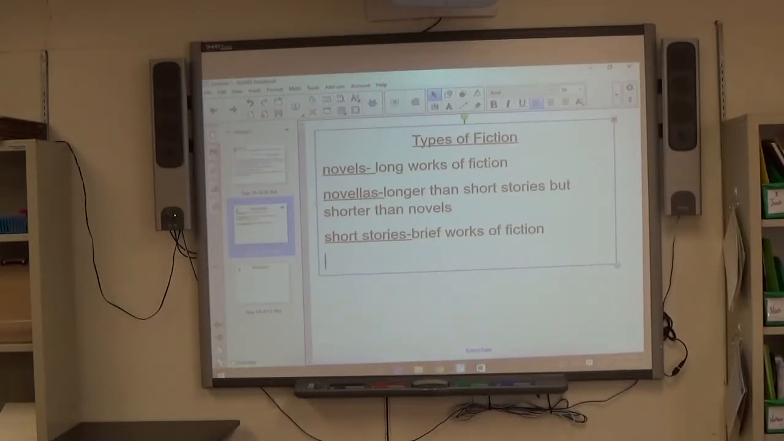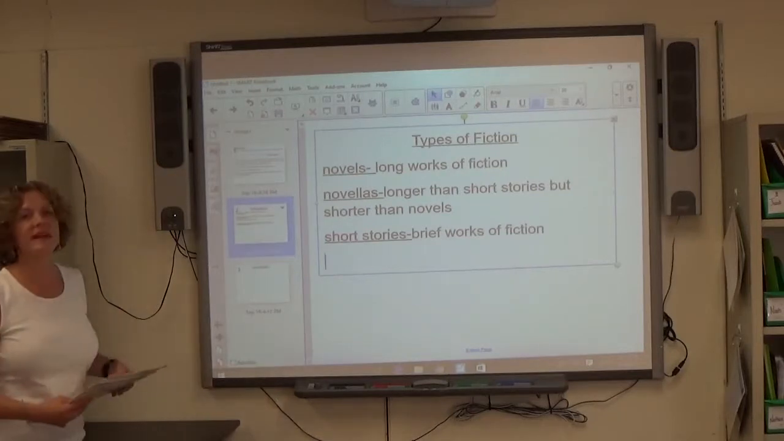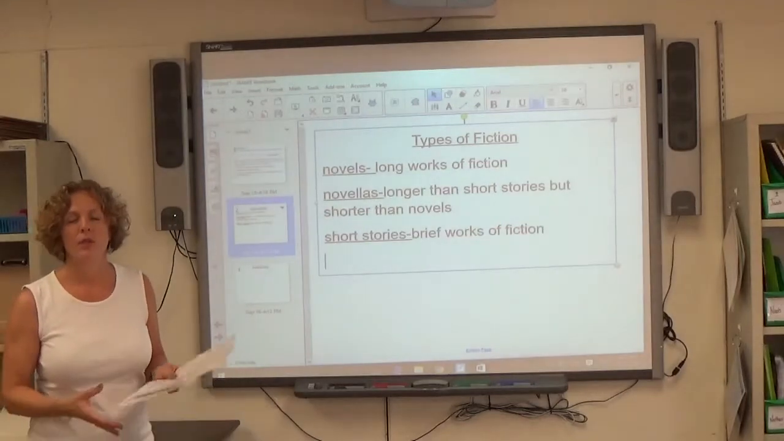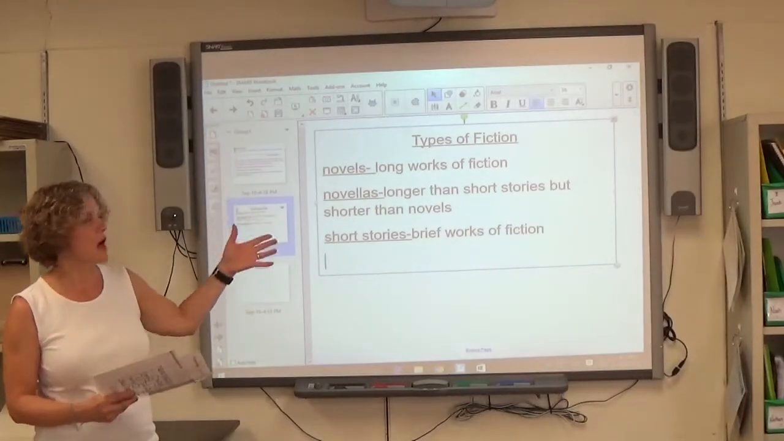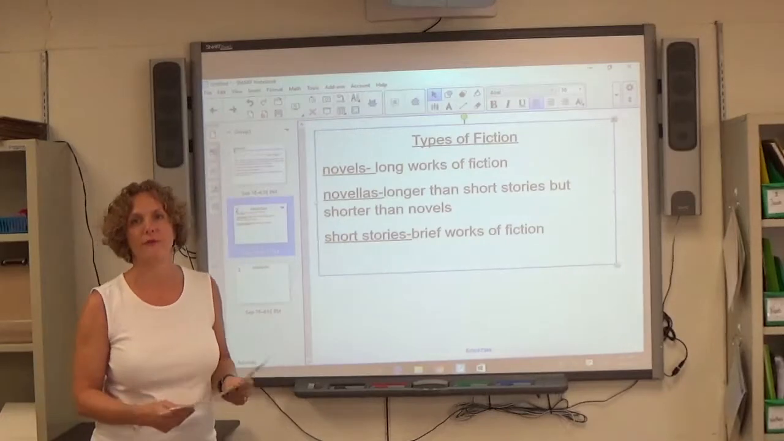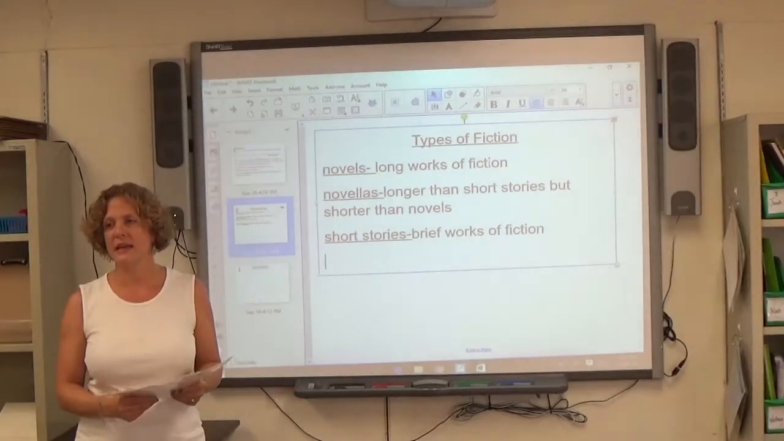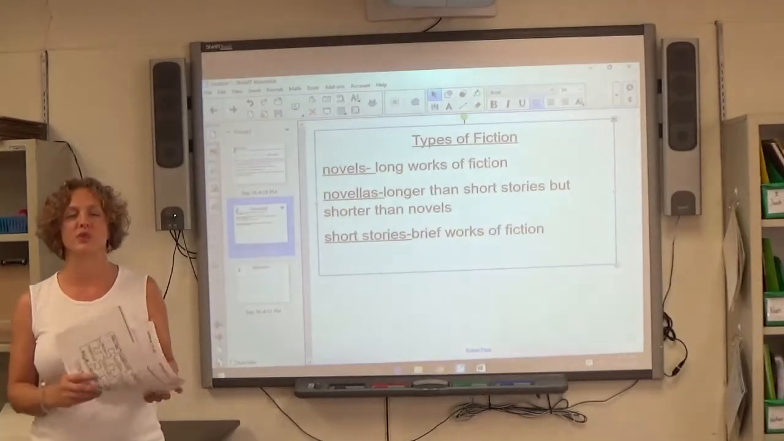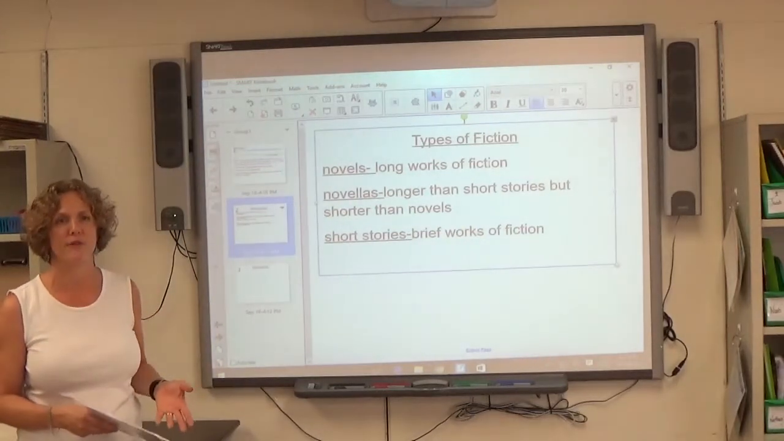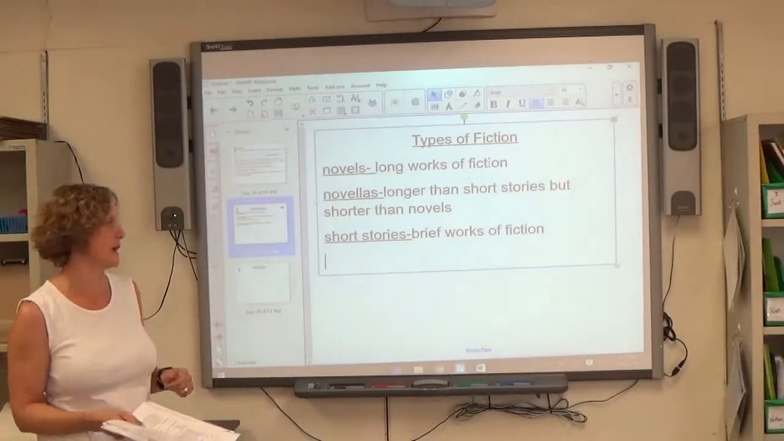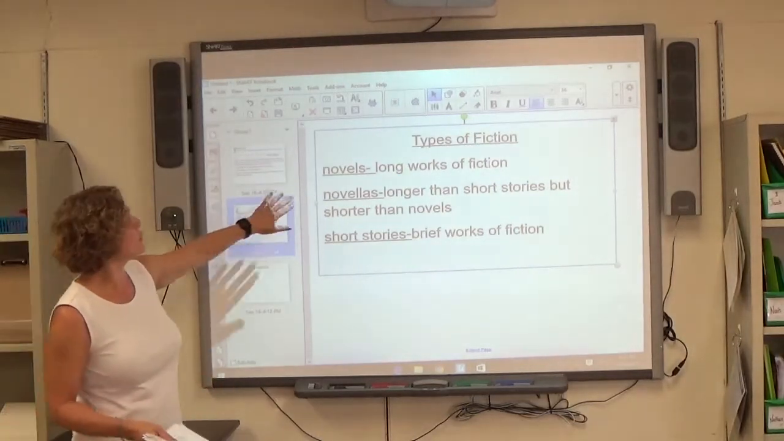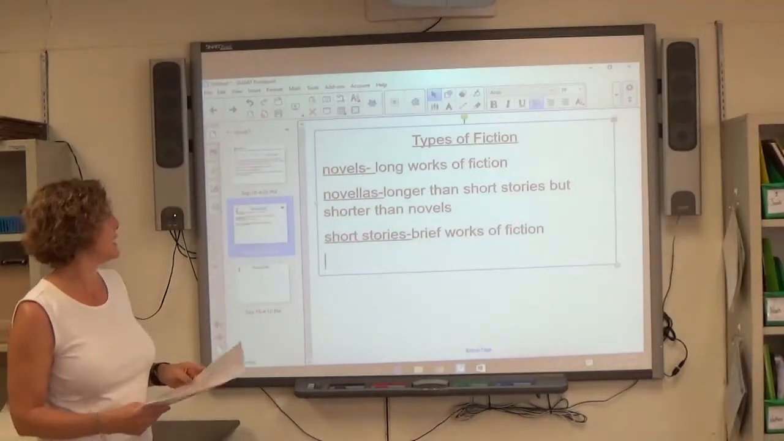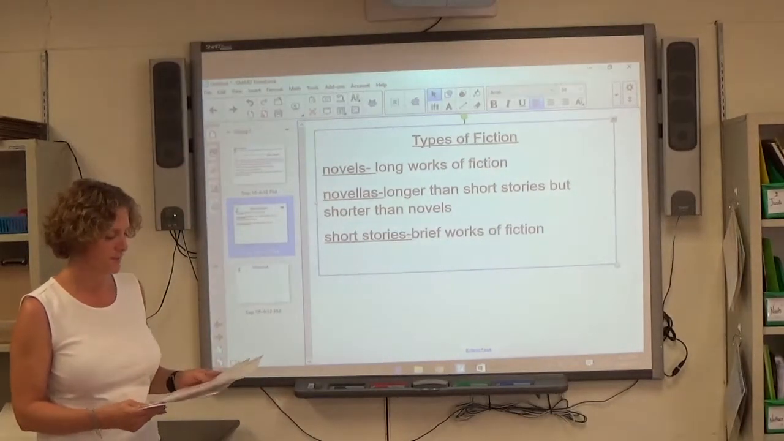You are probably most familiar with realistic fiction. So pretend stories that actually could happen. There are other genres that fall under the umbrella of fiction, including fantasy, horror, mystery, historical fiction, which is a pretend story but may have some events from real history. So these are the three that we will address throughout the year: novels, novellas, and short stories.